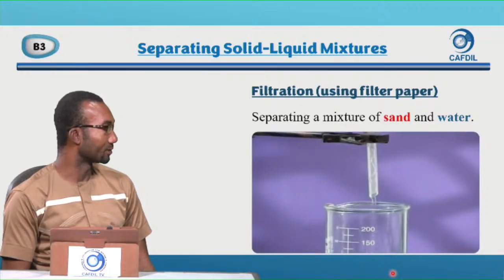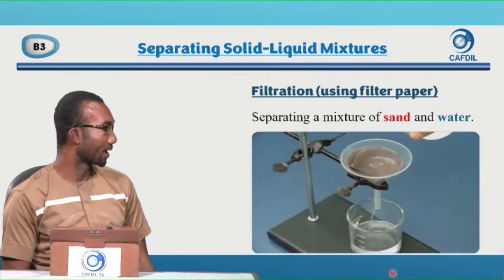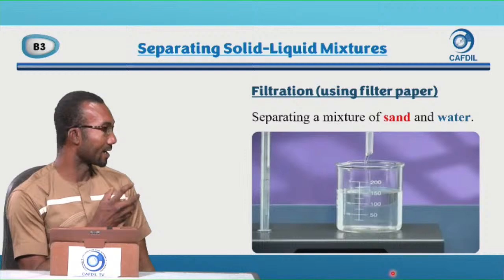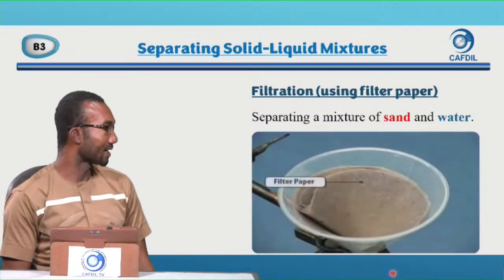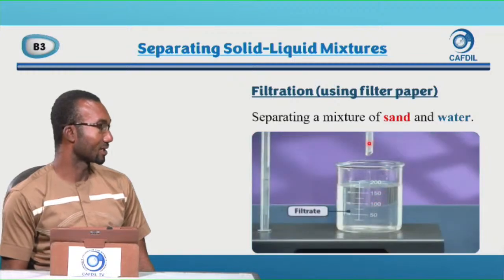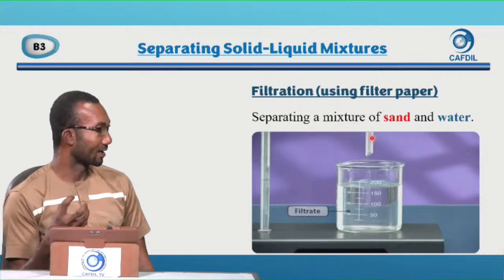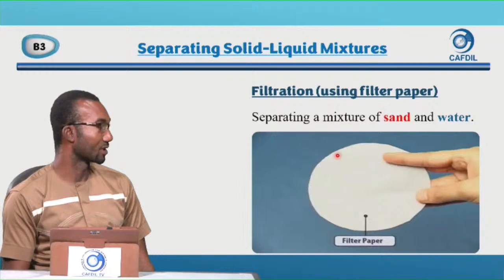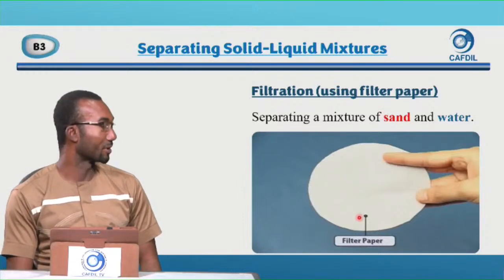The water will drain through the filter paper bit by bit, leaving the sand. You see how clean the water is, and the sand will be left in the filter paper. So this is how we use the filter paper. You look at the sand. The particles of the sand are left in the filter paper. You see that the filter paper is dirty because it didn't allow the sand to pass through it. So this is how we use the filter paper.